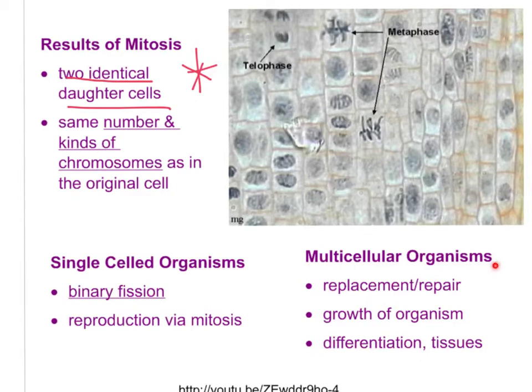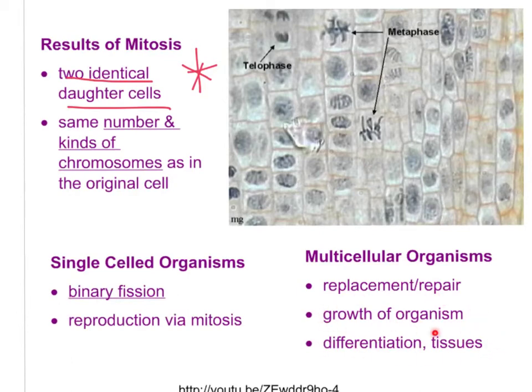Multicellular organisms, however, do not reproduce via mitosis, right? Mitosis for multicellular organisms is very important to replace or repair different cells. When your skin cells die, you need new skin cells, so your body goes through mitosis to make more cells. When the organism is growing, when you're a baby, you certainly have fewer cells than you do as an adult, and you need a lot of mitosis going on in order to grow.